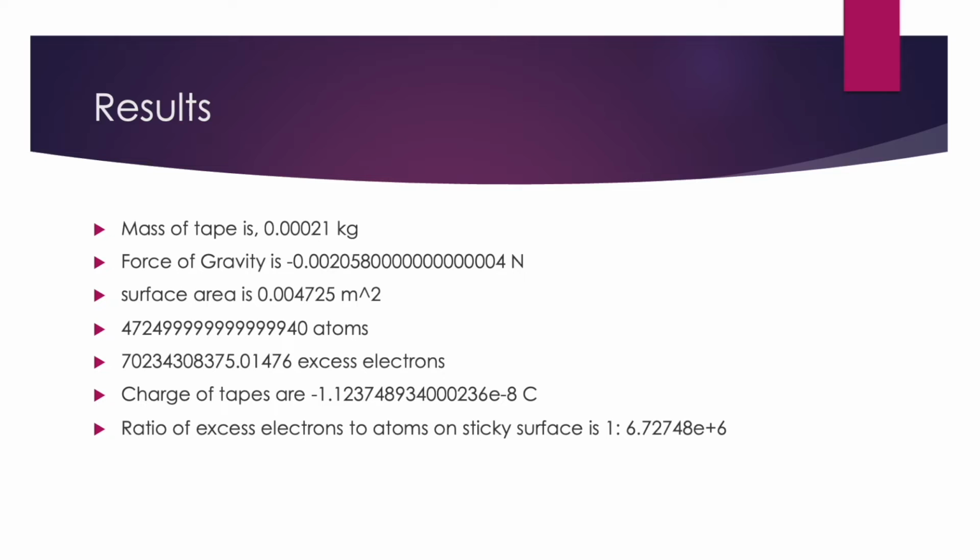The charge we calculated by setting the force of gravity equal to Coulomb's law for each tape was negative 1.12 times 10 to the negative 8 coulombs. This gave us a ratio of electrons to atoms on the tape around 6 times 10 to the 6 electrons.